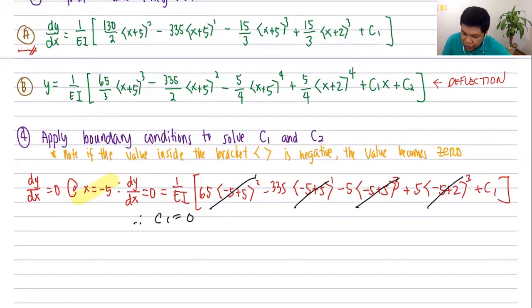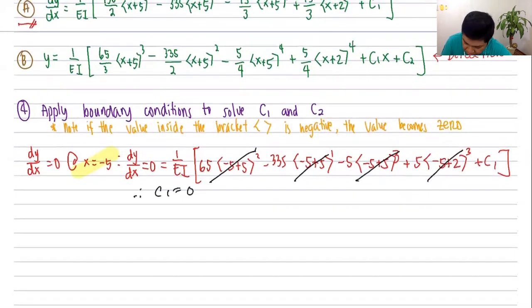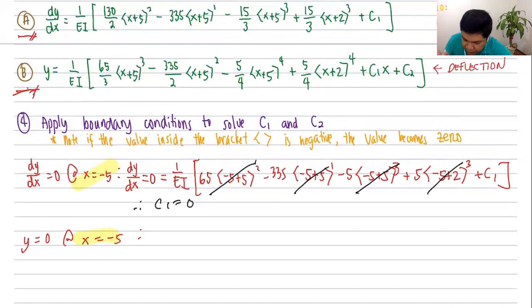Next, boundary condition. That's a fixed support. Therefore, I can say that y is equal to 0 where? At the fixed support, x equals negative 5. Okay? Therefore, using equation B, y is equal to 0 is equal to 1 all over EI times, I'll just substitute in equation B, but I'll use x equals negative 5. That's 65 all over 3.